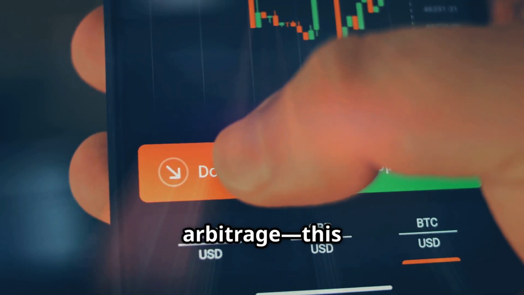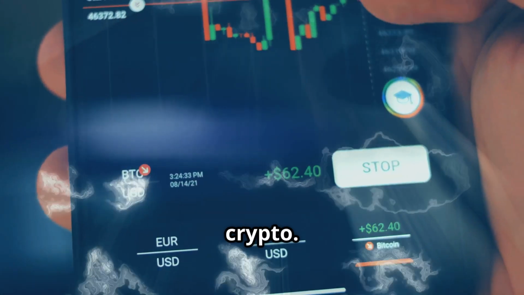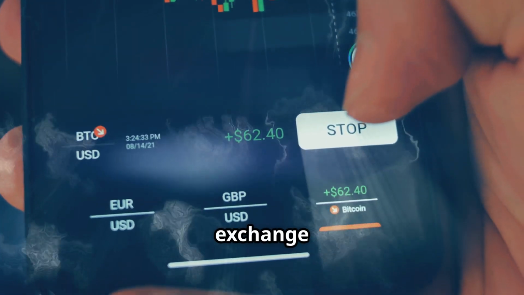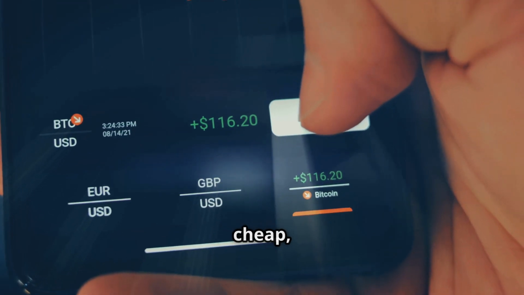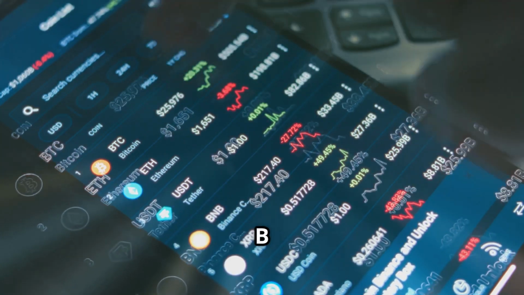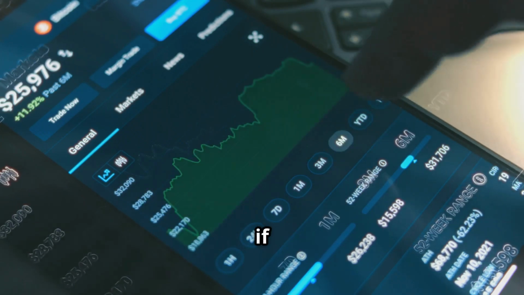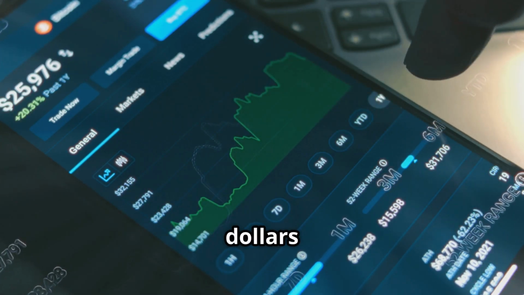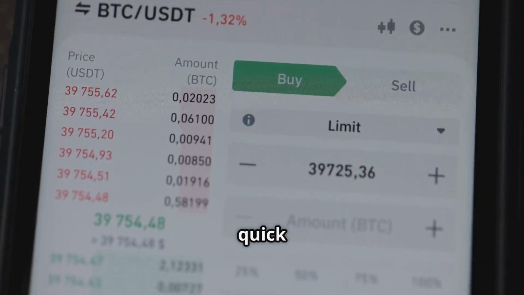First, spatial arbitrage. This is the sneaker example we talked about earlier, but applied to crypto. Imagine you notice Bitcoin is selling for a lower price on one exchange and a higher price on another. You buy Bitcoin on exchange A where it's cheap, transfer it to exchange B where it's more expensive, and sell it there for a profit. For instance, if Bitcoin is $29,500 on Binance but $30,000 on Coinbase, you buy on Binance, move your Bitcoin to Coinbase, and sell it for a quick gain.